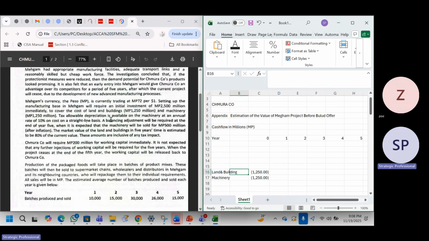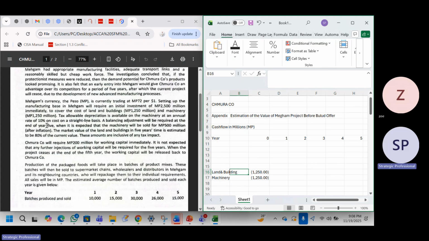So machinery 1,250. They now told us that tax allowable depreciation is available on the machinery at an annual rate of 10% on cost, on a straight line basis. But they now said something. They said a balancing adjustment will be required at the end of year 5, when it is expected that the machinery will be sold for 500 million.